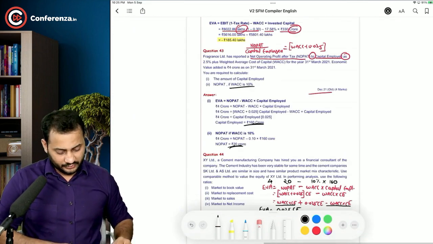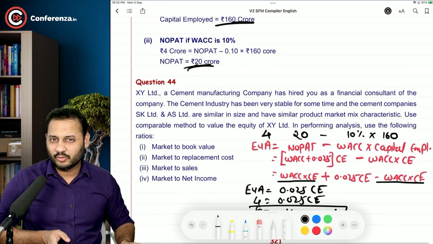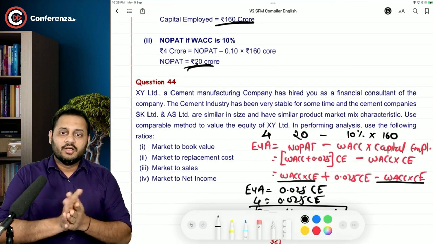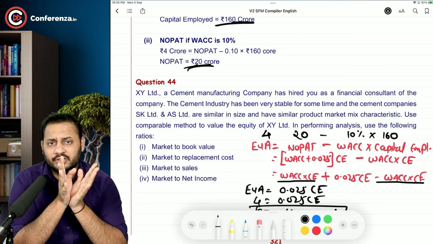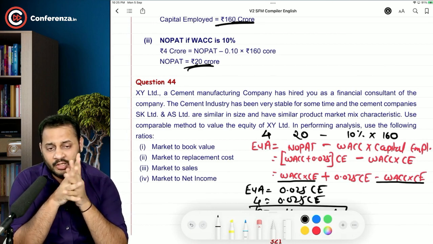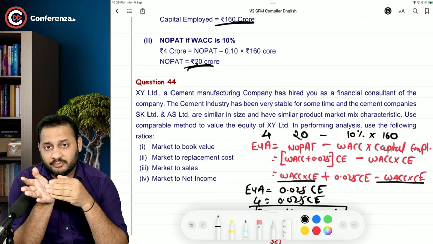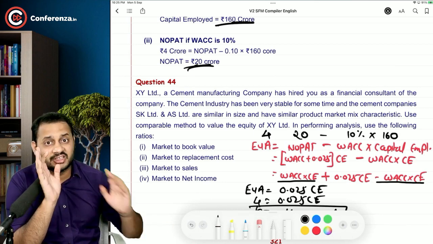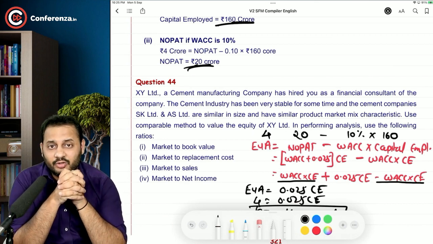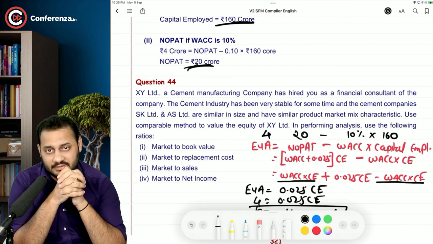Coming over to the last question of our syllabus of the corporate valuation. XY Limited is a cement manufacturing company. This is not the question for economic value added. You might have seen that from question number 28 to 43, 16 questions were only on the economic value added, where we have seen many varieties.